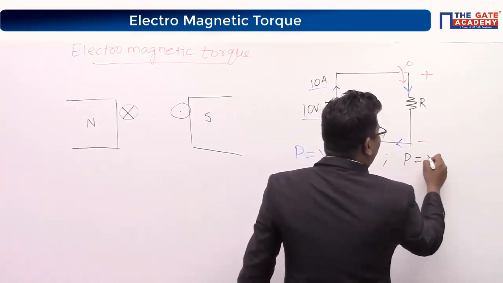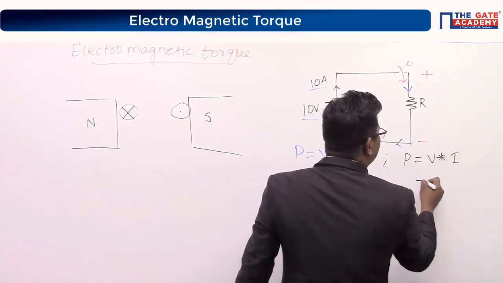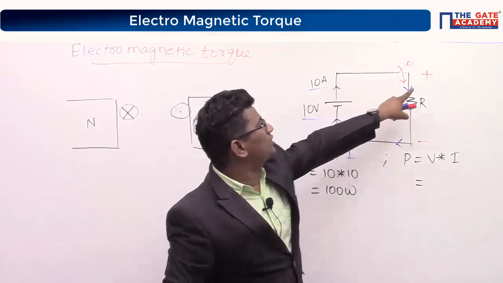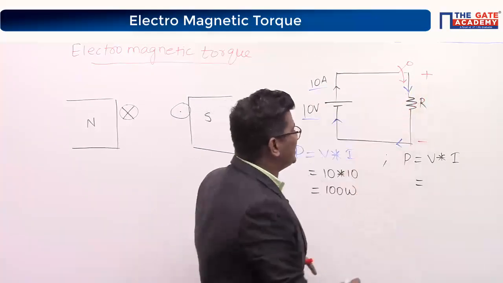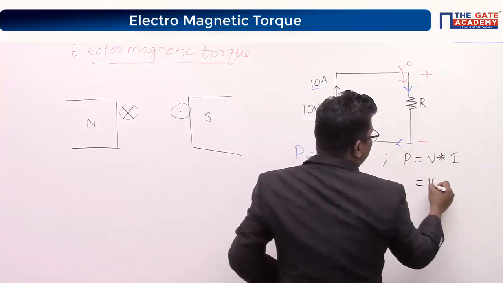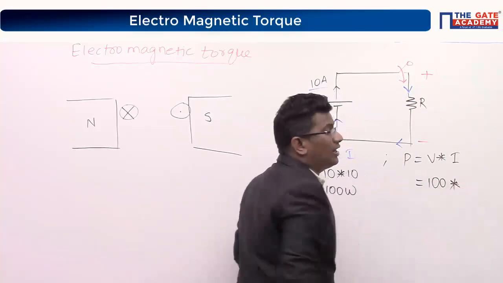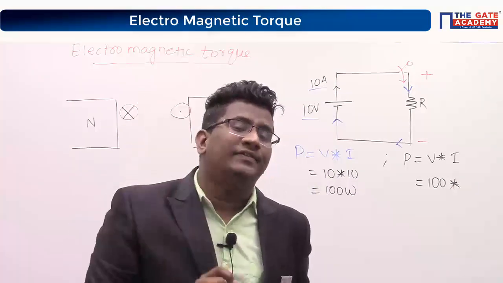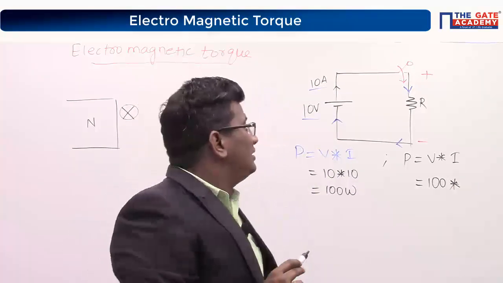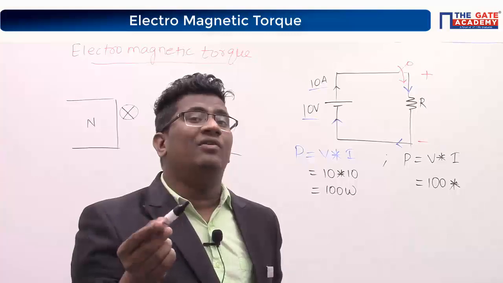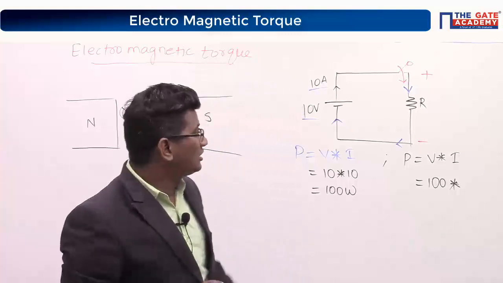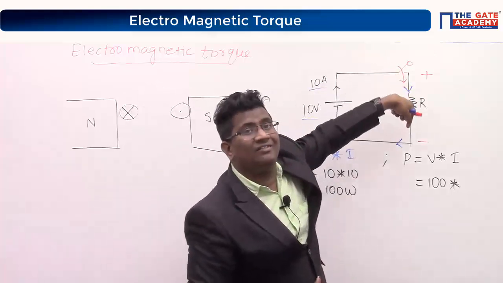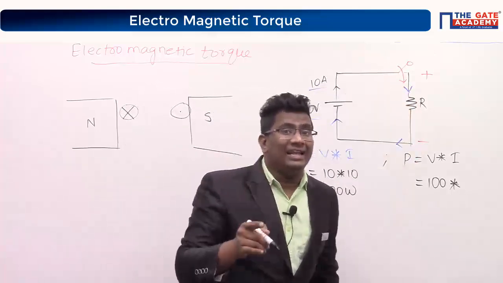Now come to the load side. Here also power is, of course, voltage into current only. But look here: positive polarity of voltage is there. Therefore, can I say the voltage applied across the load is 100 volts? Now tell me, is current leaving from positive or entering at positive? At the load side, current is entering at the positive terminal.